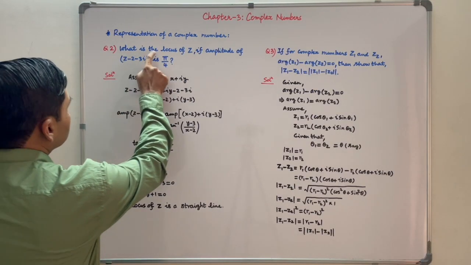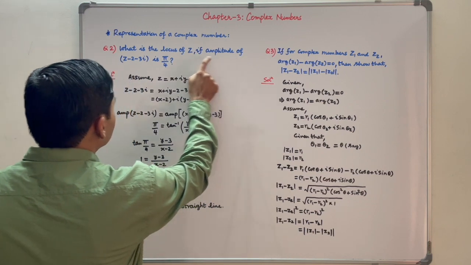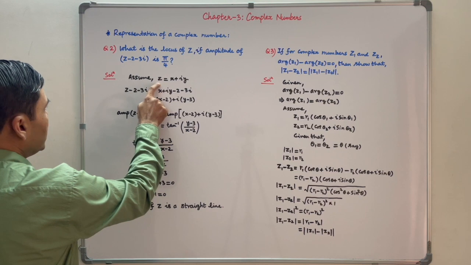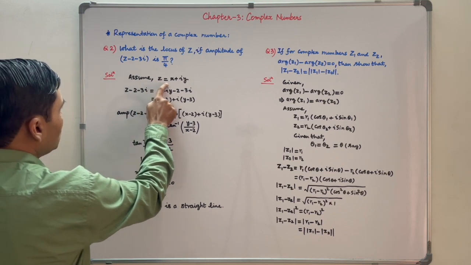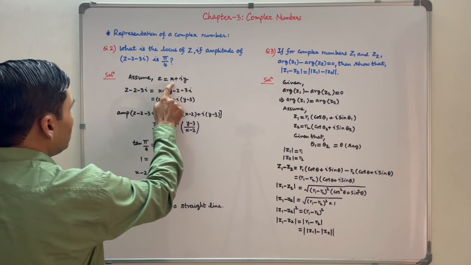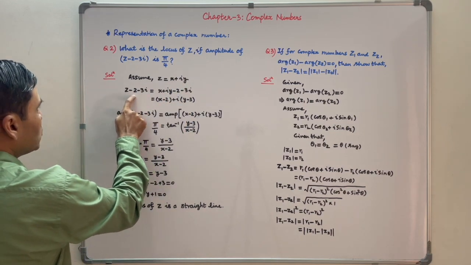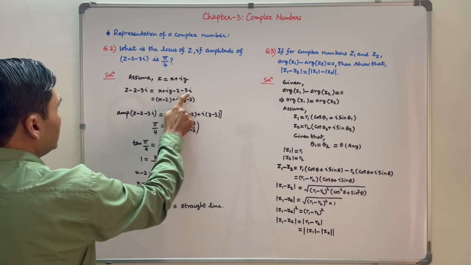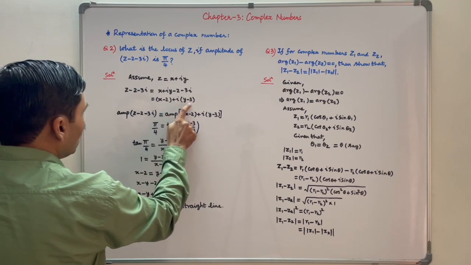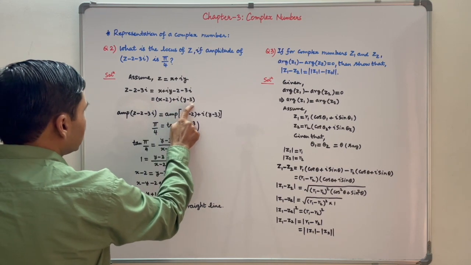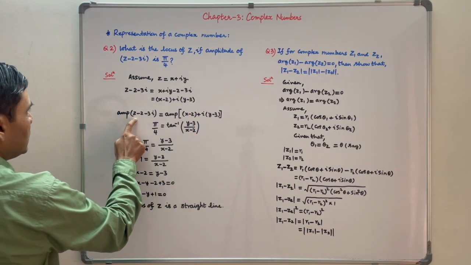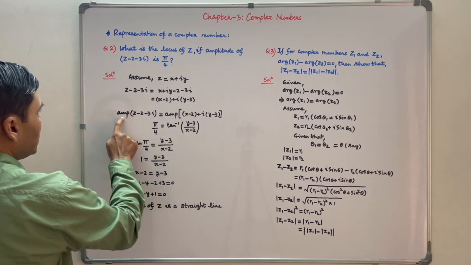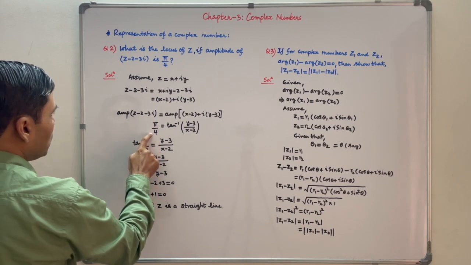Second question, what is the locus of z if the amplitude of z - 2 - 3i is π/4? When we are dealing with coordinate geometry, we should assume z = x + iy in place of a + ib. So z - 2 - 3i = x + iy - 2 - 3i. It is (x - 2) + i(y - 3). This is in standard form. Amplitude of z - 2 - 3i is equal to the amplitude of this, and it is given as π/4.